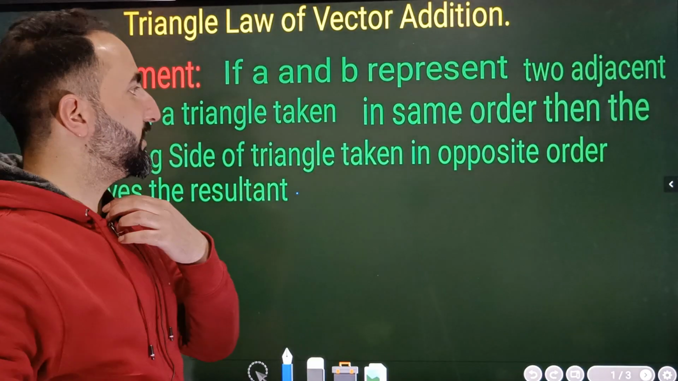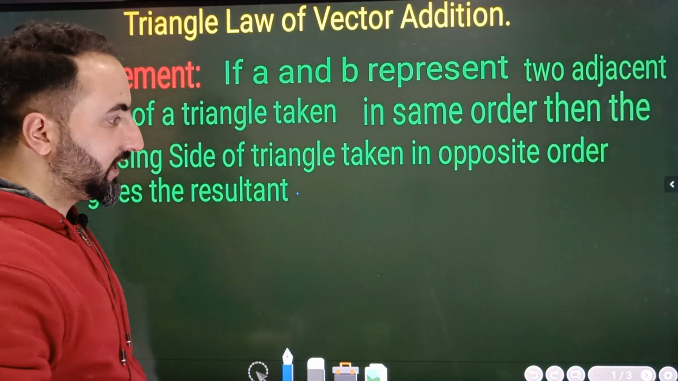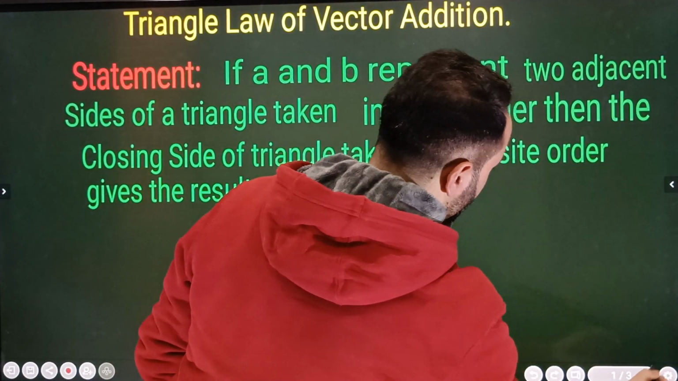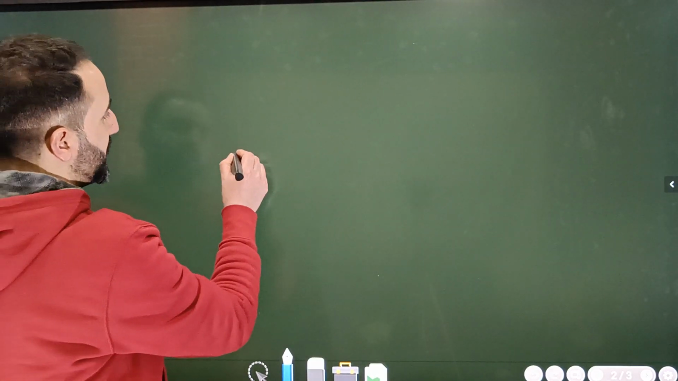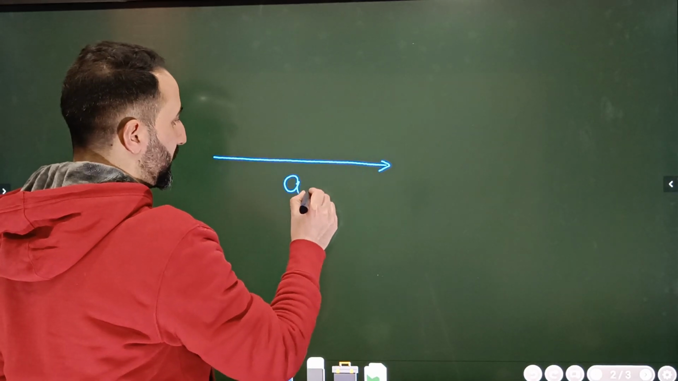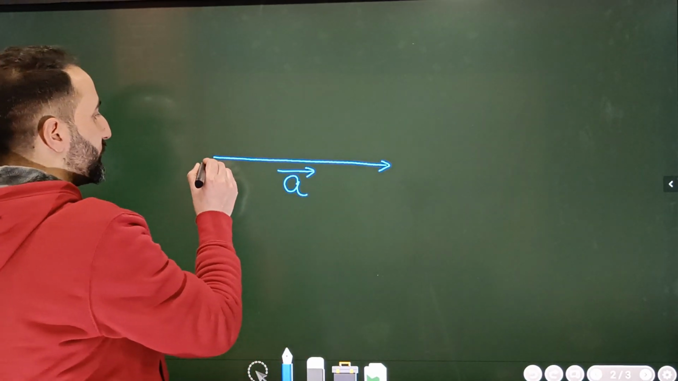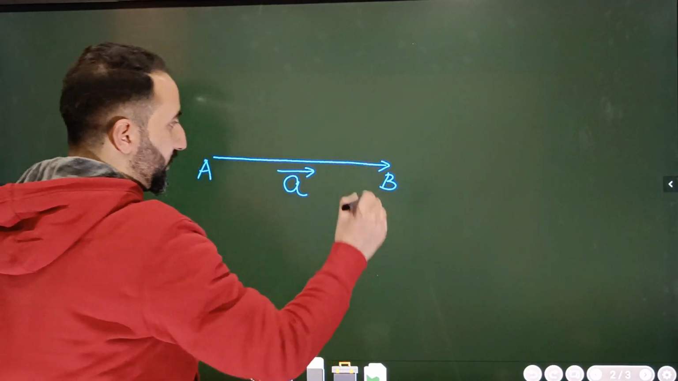Okay, so closing side of the triangle taken in the opposite order gives the resultant. अब आप यहाँ ध्यान दीजिए बेटा. Okay, so concentrate here. Let me make a diagram like this. So here we have two vectors. हमारे पास दो vectors है बेटा. So this is our vector A. Now this point is for example point A, and this one is point B. ठीक है ना बेटा?